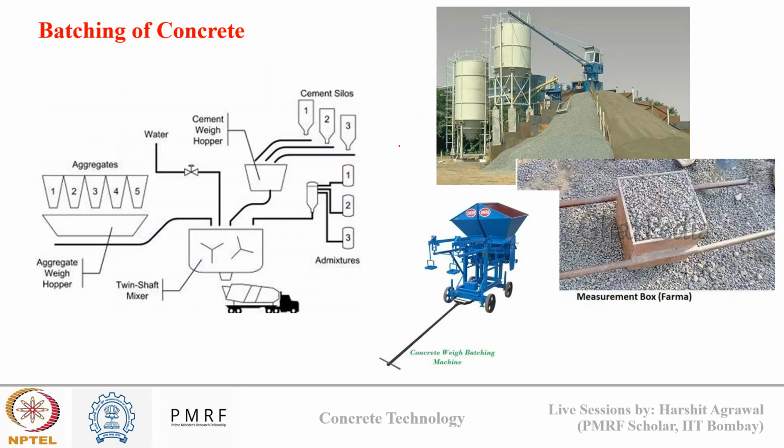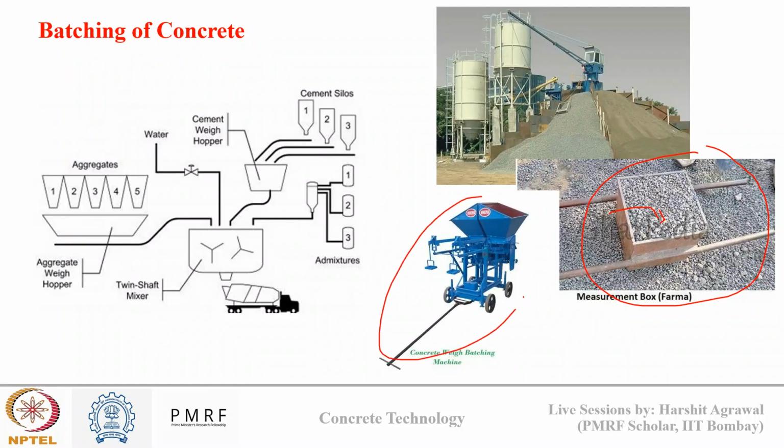Now, one of the images here shows the volumetric batching using the measurement box, as you can see here. So what do we do? We take the components, say aggregate, we pour it in the fixed volume box till the top and we level the top. However, there is a problem here, and that problem is compaction. Different degrees of compaction may lead to different quantities of aggregate poured in the measuring box, which is undesirable.